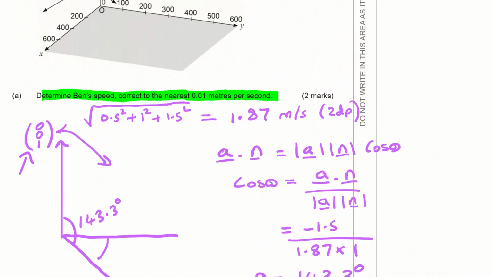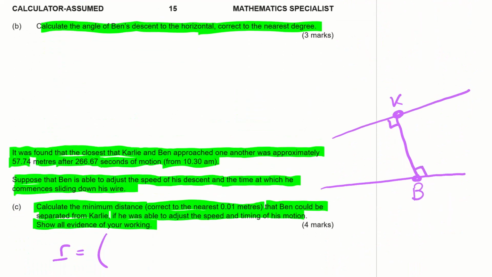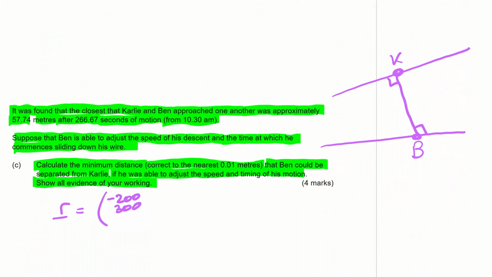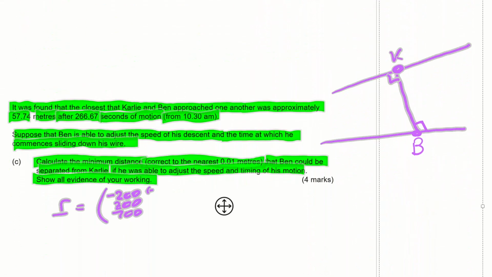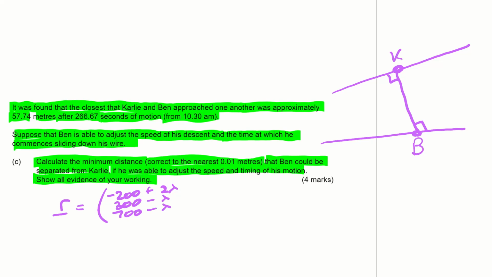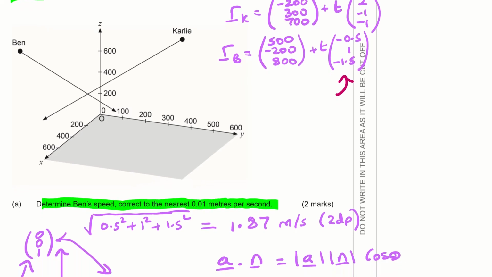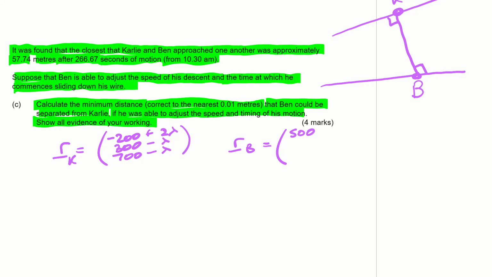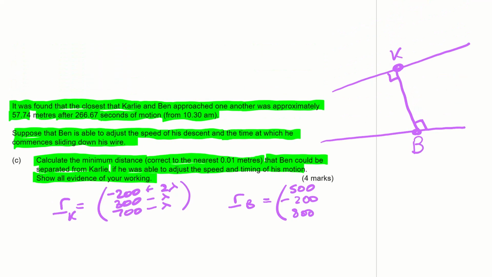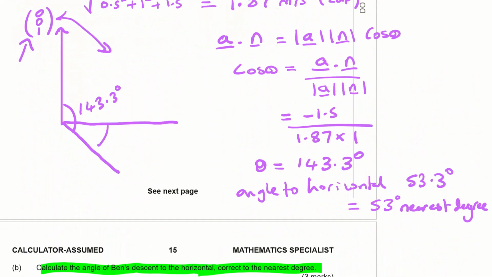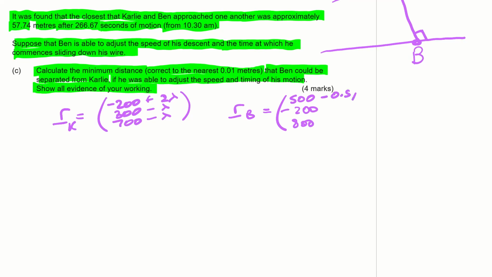So for Carly, negative 200, 300, 700, and that's going to be plus, so her velocity was 2, negative 1, negative 1. So let's say that's plus 2 lambda, minus lambda, minus lambda. And then for Ben, we will have 500, negative 200, 800. Was it negative 200? I'll check when I go back up. Yeah, and negative 0.5, 1, negative 1.5. So that'll be take away 0.5 mu plus mu and take away 1.5 mu.